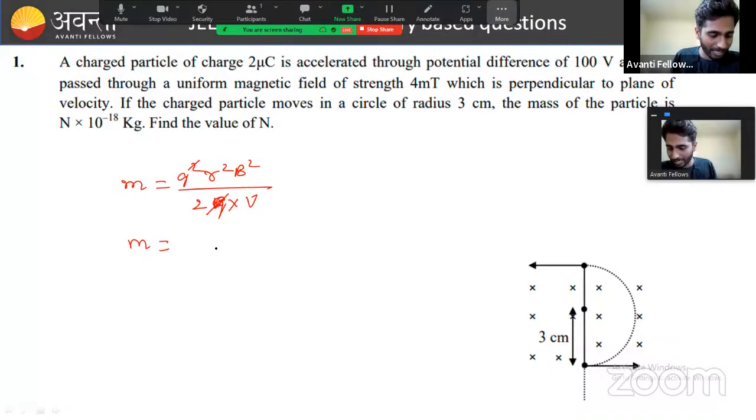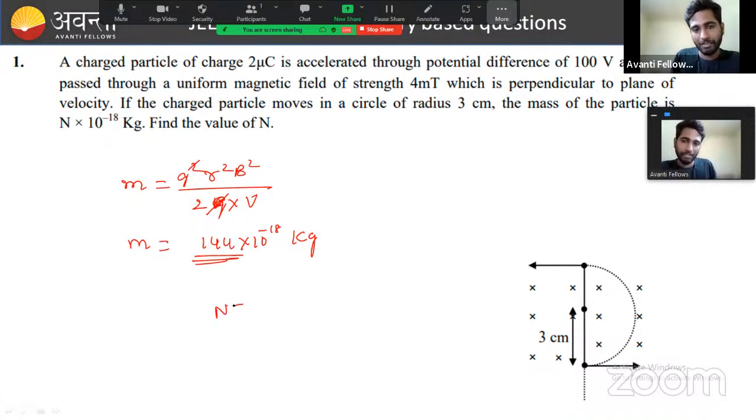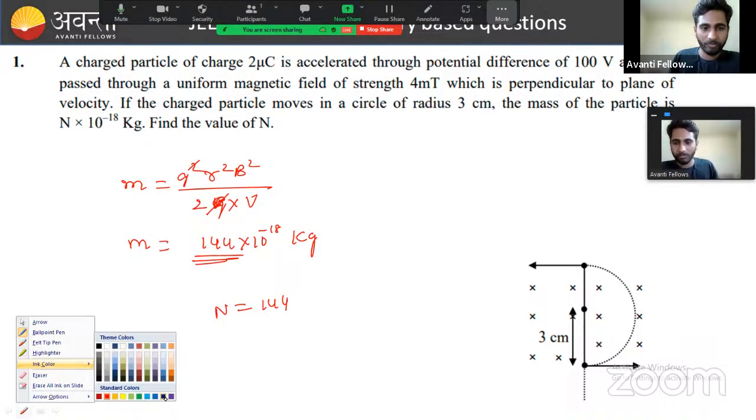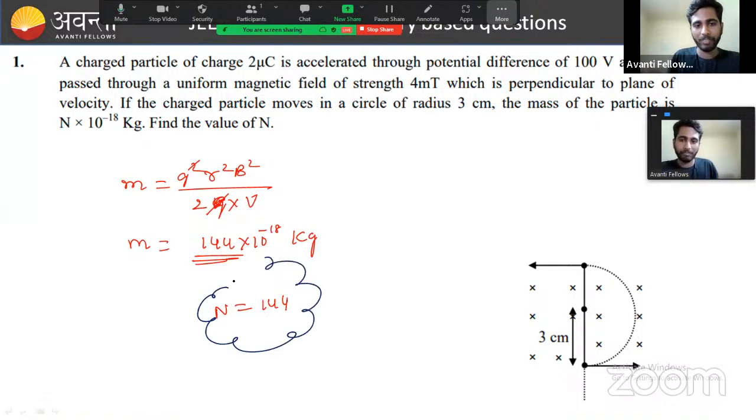You will get nearly, I already calculated this value, I will write directly: 144 into 10 to the power of minus 18 kg. Means the value of n will be 140. Calculate this one at home when you are getting free time, you will get this answer.